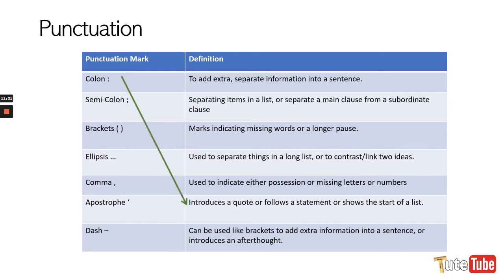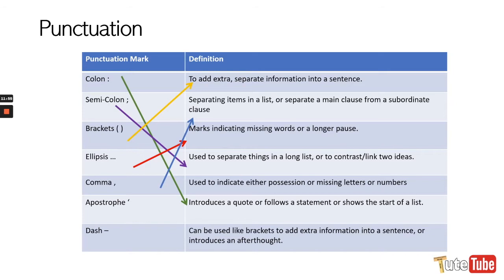Okay, so you should have got a colon, introduces a quote or follows a statement or shows the start of a list. Semicolon, used to separate things in a long list or to contrast or link two ideas. Brackets, to add extra separate information into a sentence. Ellipses, marks indicating missing words or a longer pause.